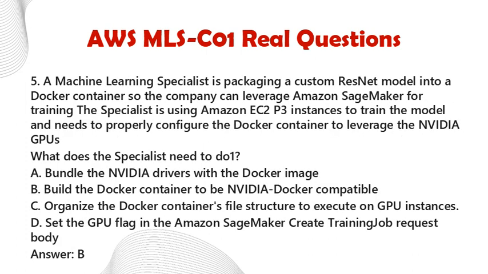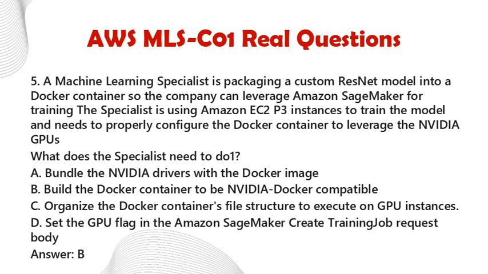5. A machine learning specialist is packaging a custom ResNet model into a Docker container so the company can leverage Amazon SageMaker for training. The specialist is using Amazon EC2 instances to train the model and needs to properly configure the Docker container to leverage the NVIDIA GPUs. What does the specialist need to do? A. Bundle the NVIDIA drivers with the Docker image. B. Build the Docker container to be NVIDIA Docker compatible.